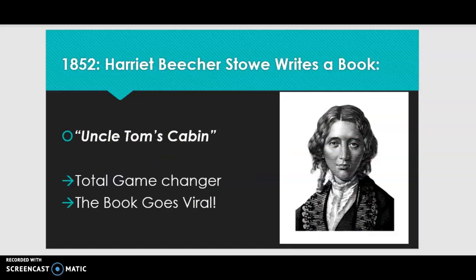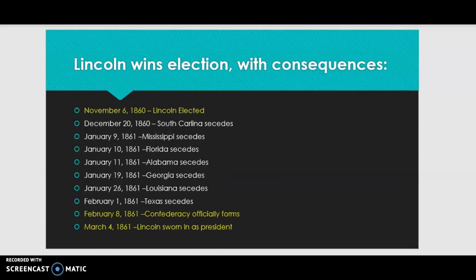Harriet Beecher Stowe's book, Uncle Tom's Cabin, also contributed to the divide between abolitionists, those are the people that did not like slavery, and those that supported slavery. It went viral, so to speak, meaning that everyone was reading it, everyone was talking about it, and it was outraging a lot of people. Some were outraged at the way that slaves were treated in the story, and others were mad because it shed a very negative light on slavery. So you can see how it was a game changer and led to more divide.